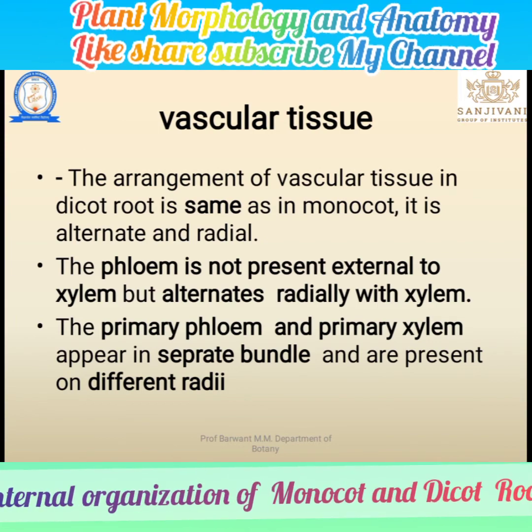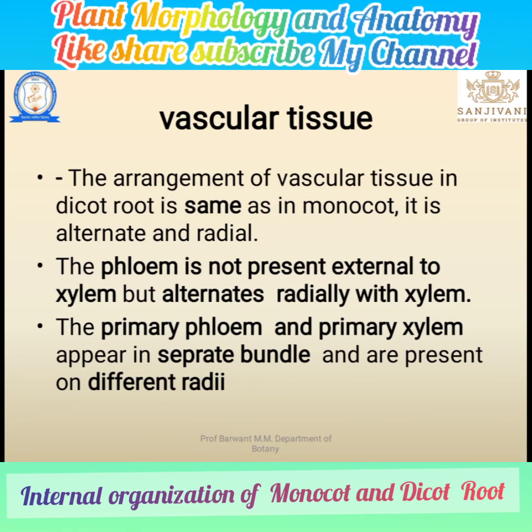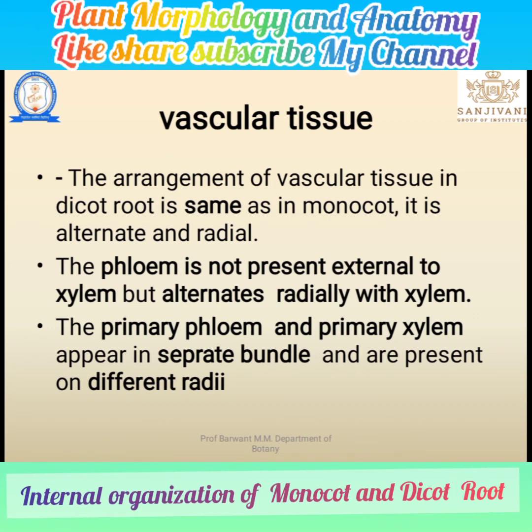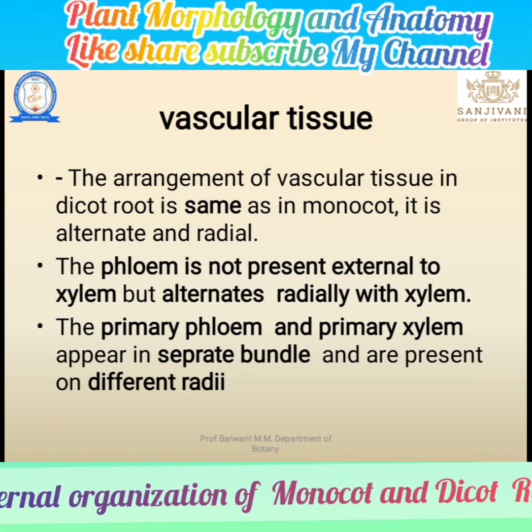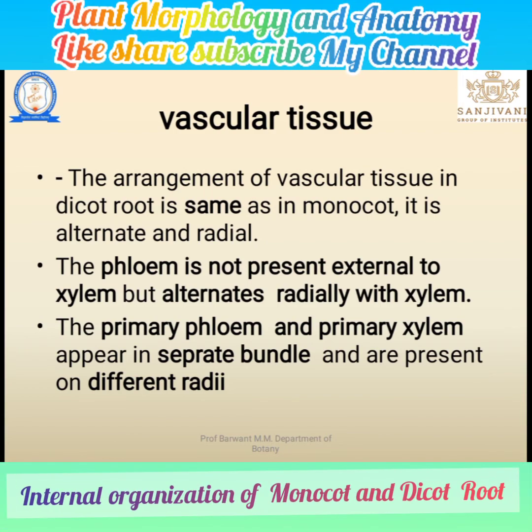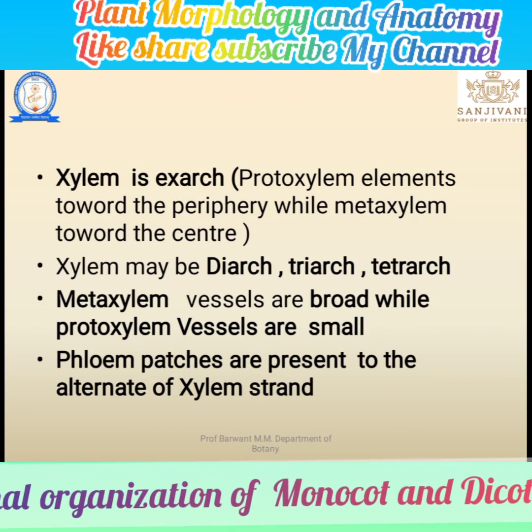I have explained that secondary growth takes place in the dicot plant. For that purpose, primary and secondary structures are expressed. For that purpose, primary phloem and primary xylem appear in separate bundles.